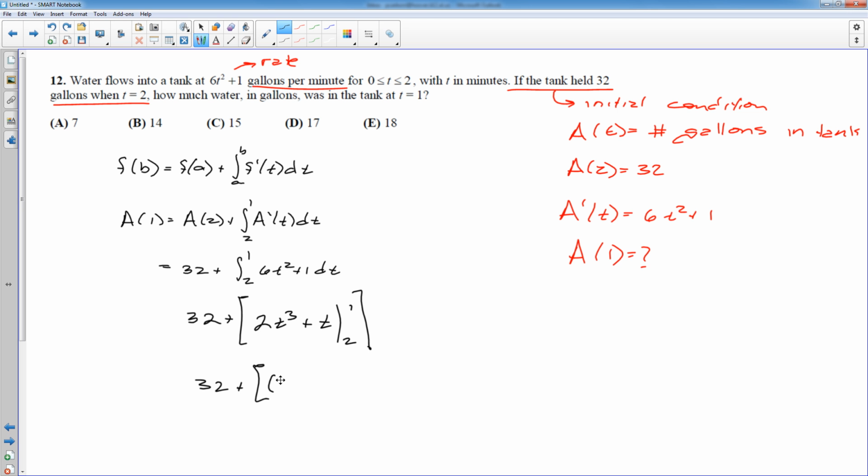2 times 1 plus 1 is 3. Plug in the 2. 2 cubed is 8. Times 2 is 16. Plus another 2 is 18. And we get 32 minus 15, which is 17. D.